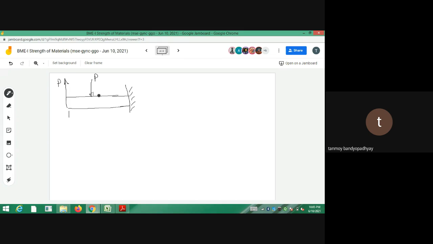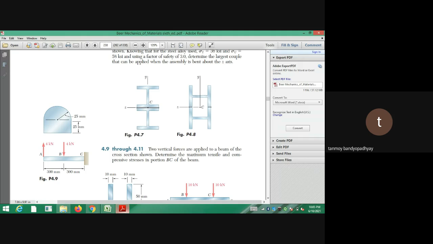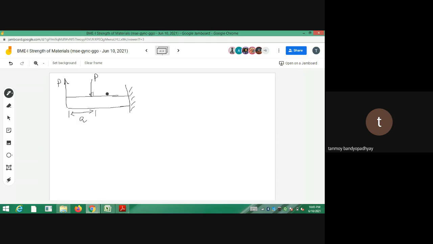These two are separated by a distance, say small a, and I hope the other distance is also the same. So this one was also a, I think. So I'm just taking it as a. It is 300 millimeter, 300 millimeter. Both are the same, so I have taken this part as a.